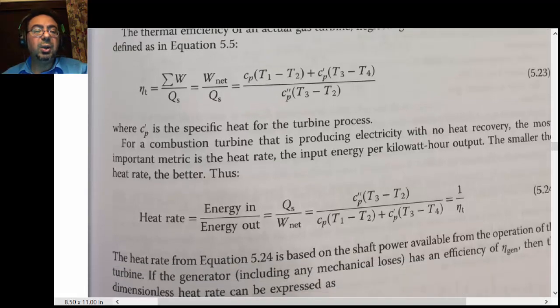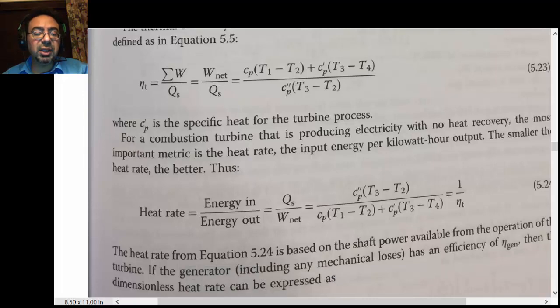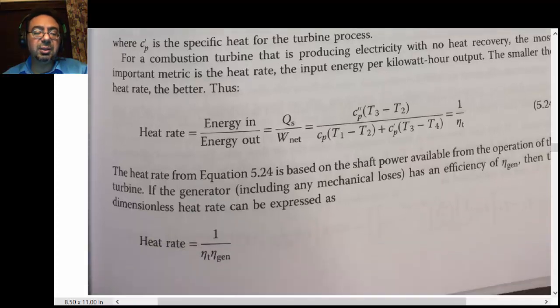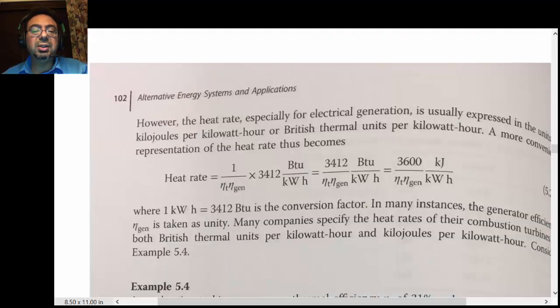What is the inverse of the thermal efficiency? The heat rate. Remember, the heat rate is just the inverse of eta thermal, but they really love to have the heat rate in BTU per kilowatt hour, and we said in order to do this we just need to use 3412 over eta thermal, right? So with 3412, it becomes BTU per kilowatt hour.